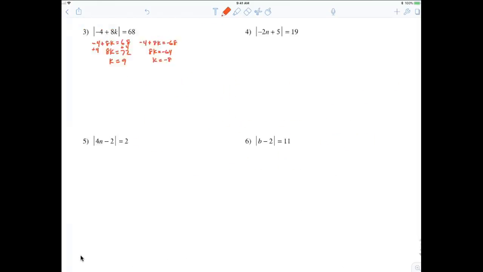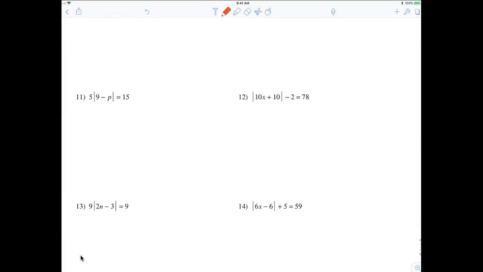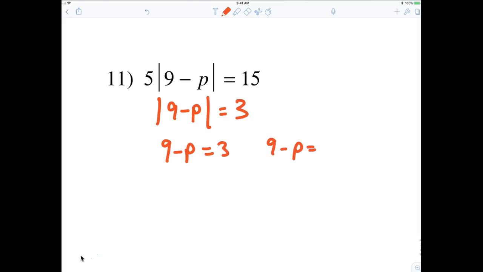All right. Now, let me get a little crazy. Jump down to number 11. Now, the problem with number 11 is that the absolute value is not isolated. Just divide by 5. So everybody's going to write absolute value 9 minus p equals what first? 3. Then 9 minus p equals 3. 9 minus p equals negative 3.